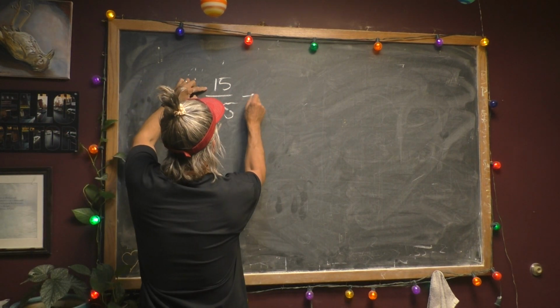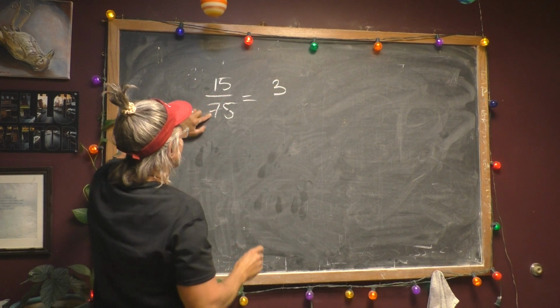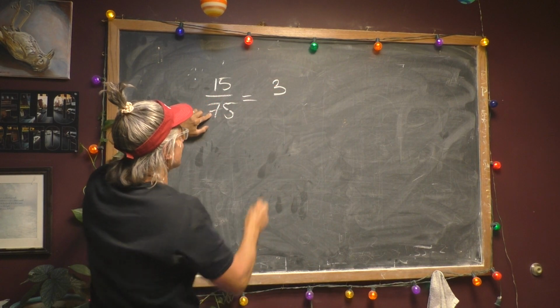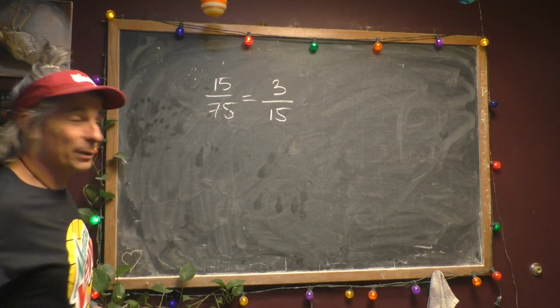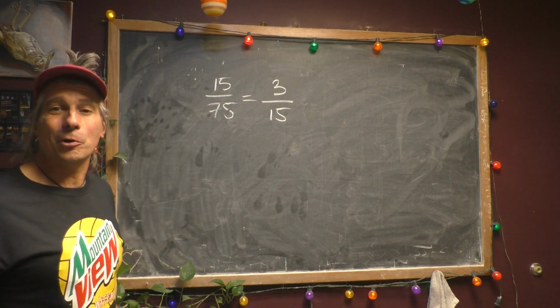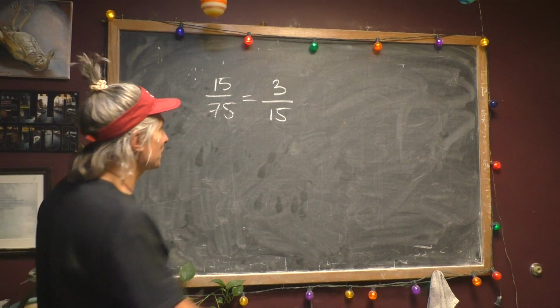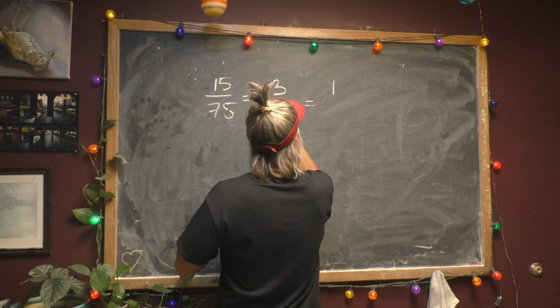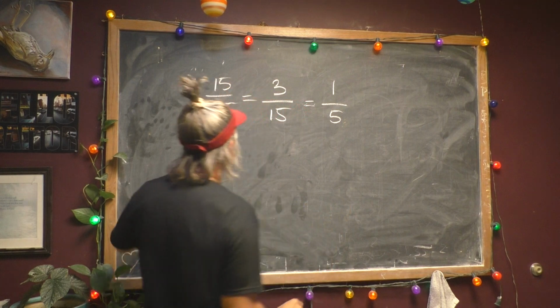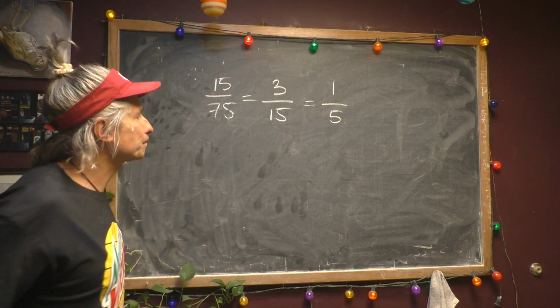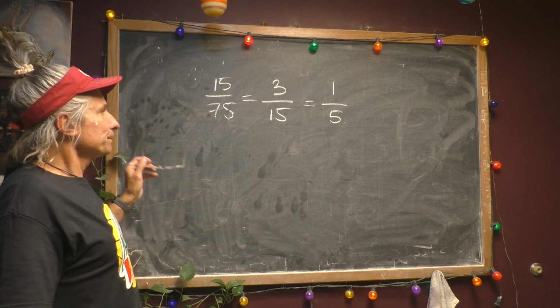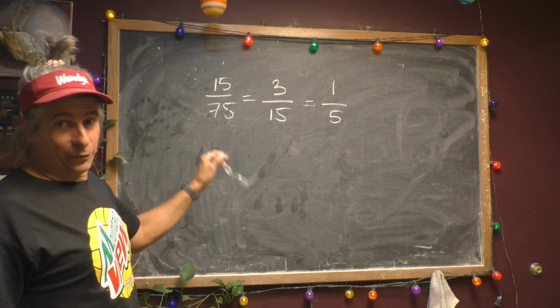So if you take 5 out of 15, it leaves 3 behind. And if you take 5 out of 75, it leaves 15 behind. And then when you get to this point, you realize, oh goodness, they also both have a common factor of 3. So if I take 3 out of 3, I leave 1. If I take 3 out of 15, I leave 5. So 15 75ths is the same as 1/5. That's a fraction, still a fraction.